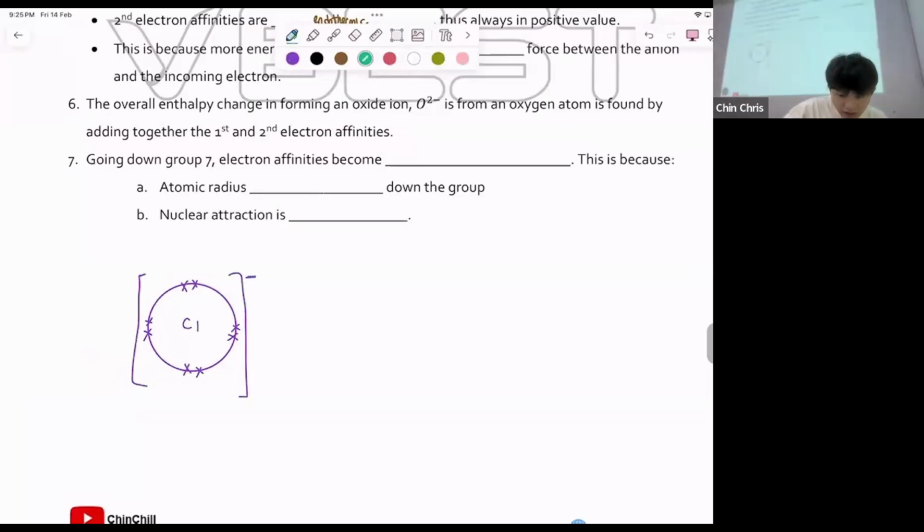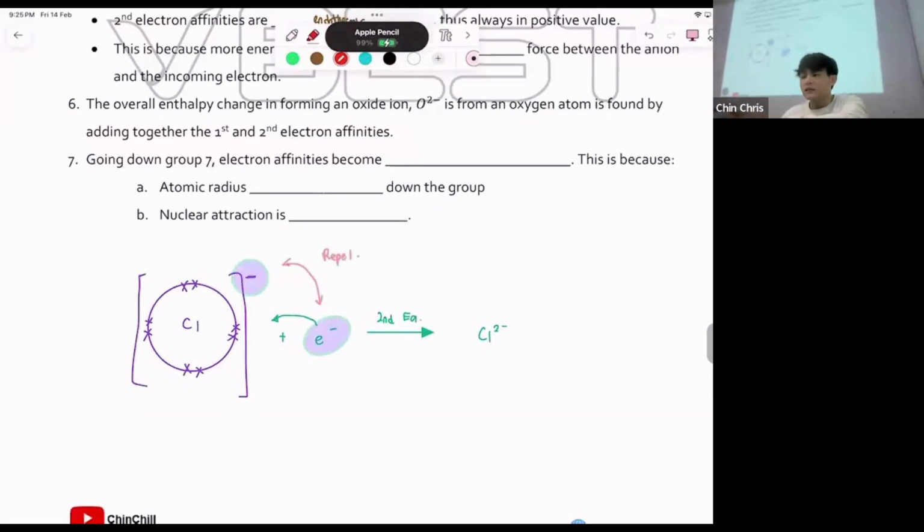So guys, you see, if you want to add 1 more electron in to turn it into Cl2 minus, this is your second EA. Do you see that the negative charge anion and the negative electrons will repel one another? Understand? So they repel one another, which requires energy to overcome the repulsive forces.